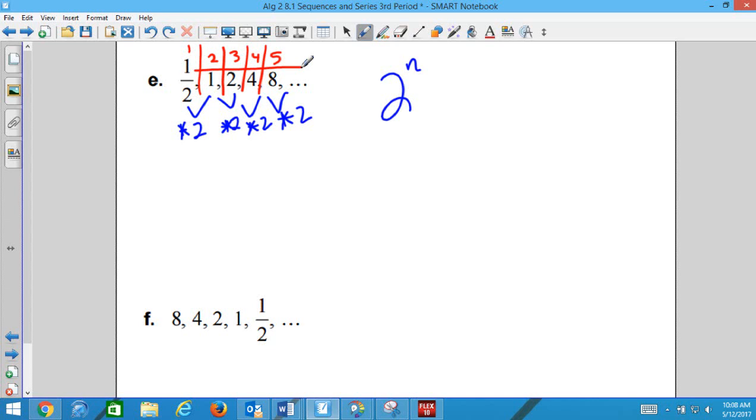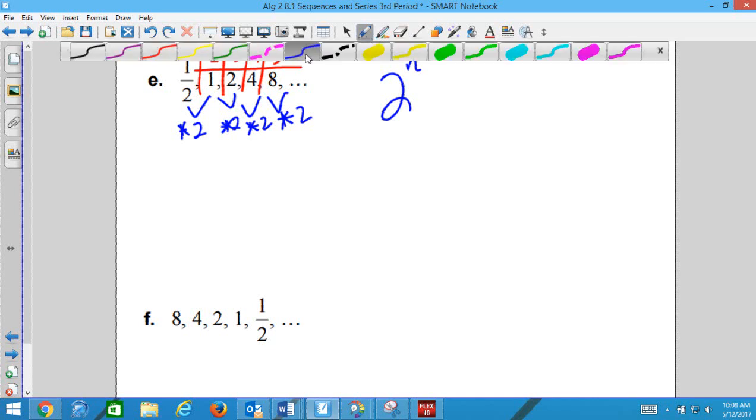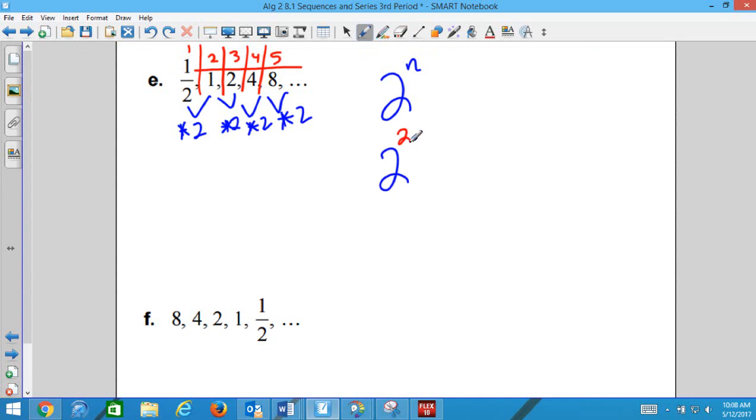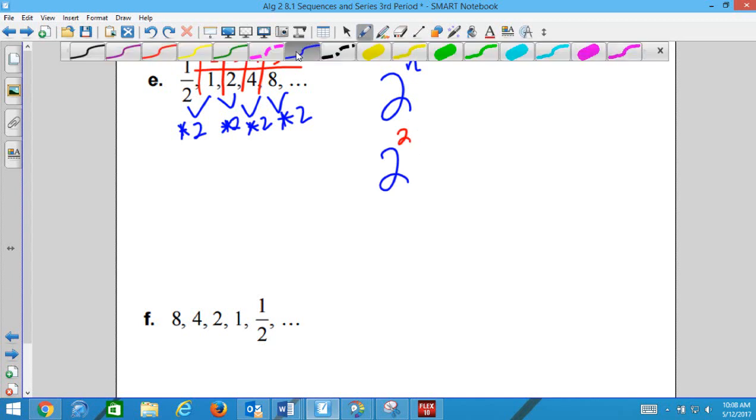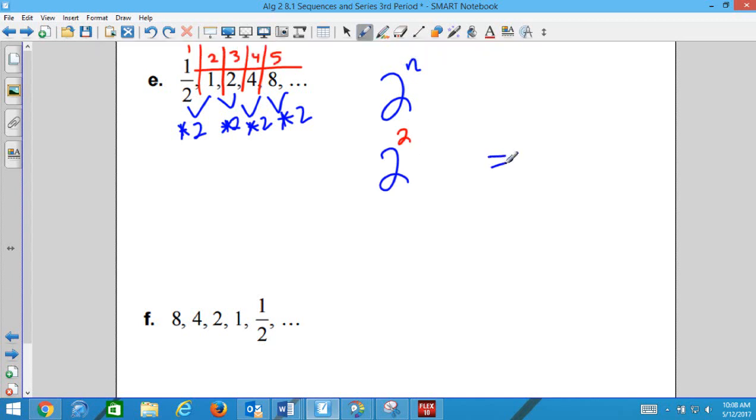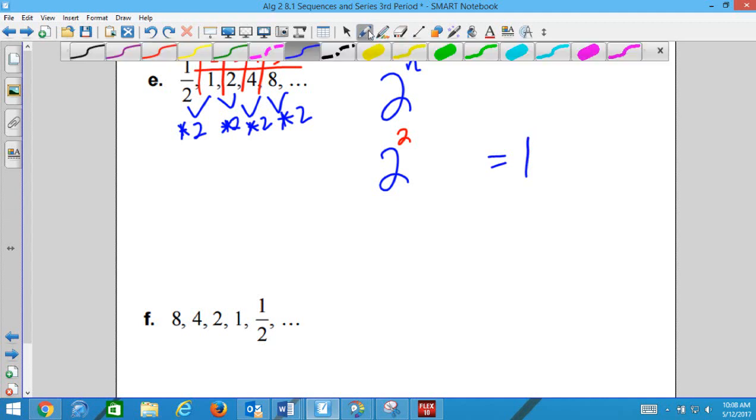If I input n and I make it a 2, so I do 2 to the 2, that's what I have to get out. So 2 to the 2 is 4. It's not 1, is it? Well, subtract the 3. That might work. Let's try a second one.